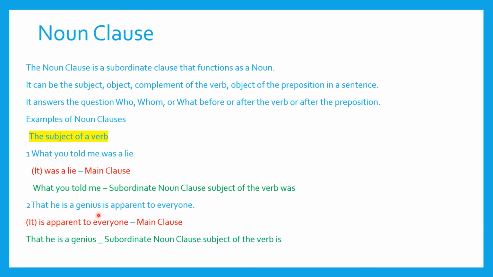You ask the question what, whom, or who. So here what is the most relevant question that you would ask? So what is apparent to everyone? That he is a genius. So therefore that he is a genius is the subordinate noun clause, subject of the verb is. Why subject? It's also coming before this verb is, and therefore it is subject of the verb. So you are asking the question what either before the verb or after the verb. Here you are asking it before the verb and therefore it will be subject of the verb.